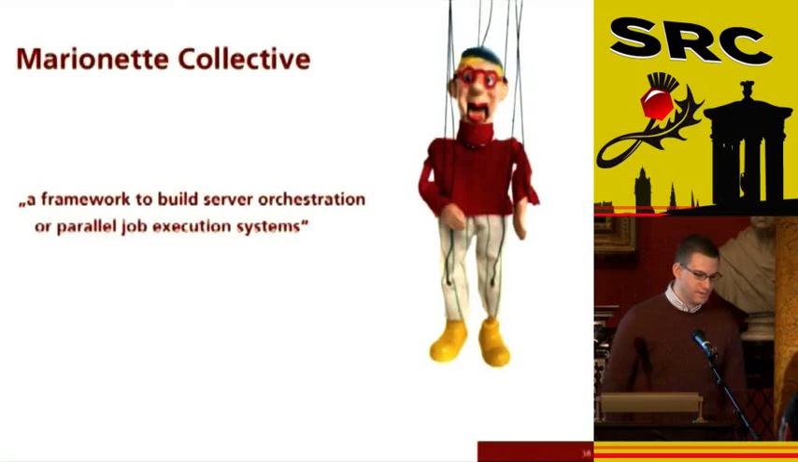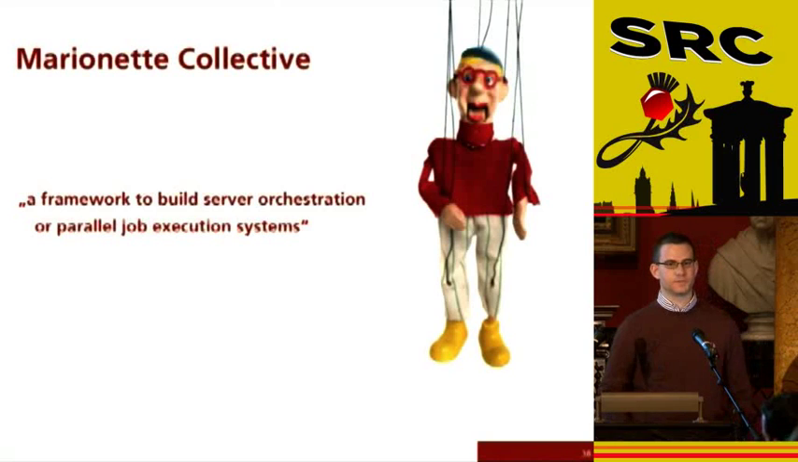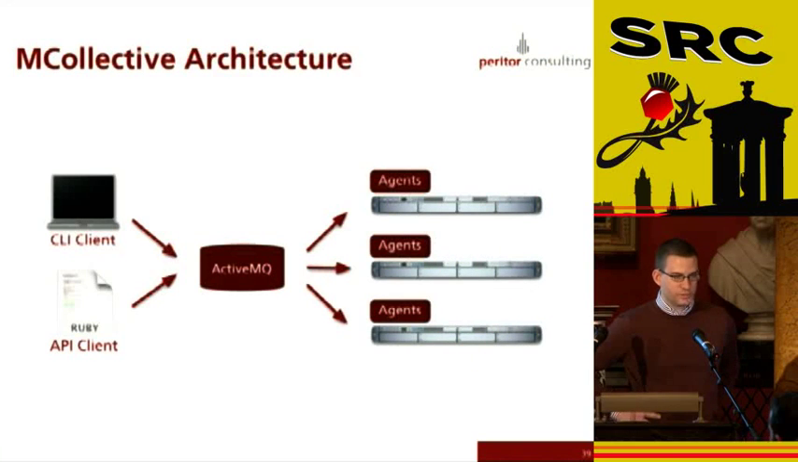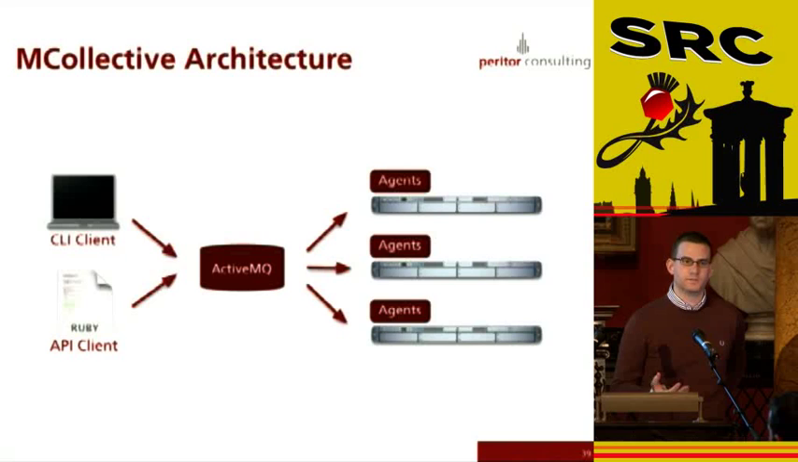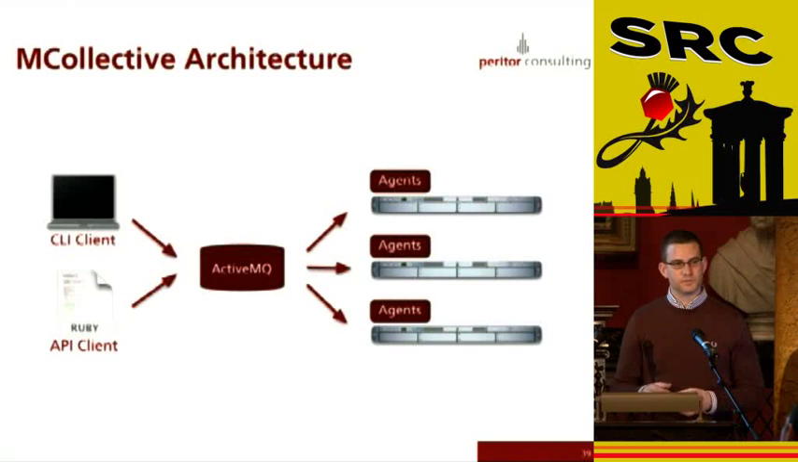Mcollective, if you look at its website, says it's a framework to build server orchestration or a parallel job execution system. So it's designed to propagate messages reliably across probably thousands of machines, and allows you then to implement the actual logic of the orchestration. So it's just a means of communication. It works basically by using ActiveMQ as a message broker. And the idea is that you have agents running on your systems that you want to control, and then you can talk to those either via the Ruby API, so there's a Ruby gem to do it, or there is a small command line interface where you can do pretty much the same thing.